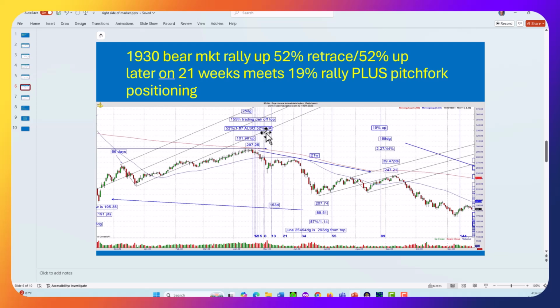Now what I want to show you is this 52 vibration here. This low over here is 153 days off the 29 bottom. And then look how nicely the pitchfork forms. And it rallies up to the midline. It's a 19% move. And that's important because it's in the margin of error. It's 21 weeks across. Now, you can't see it because of that daily chart. But the fact of the matter is, it's 21 weeks across. It's 19% up. And everything is all working together.